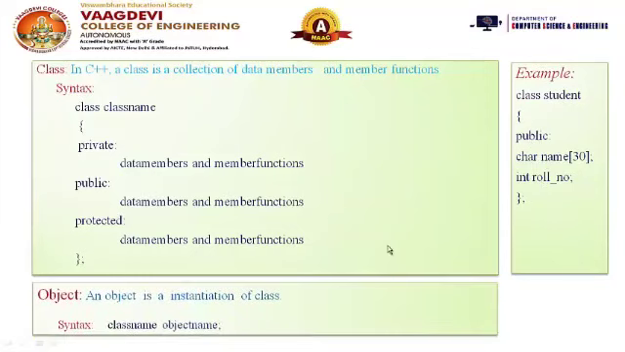And the second one, object. An object is an instantiation of class. We can create an object by using this syntax. An example of object is student obj. So this is an example for creating an object for the student class.